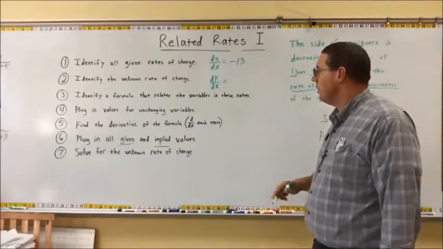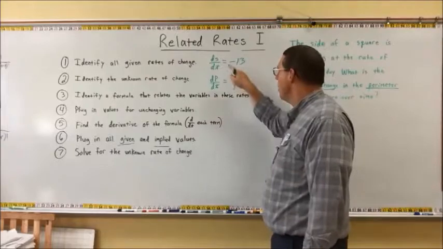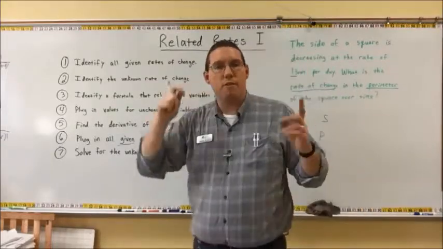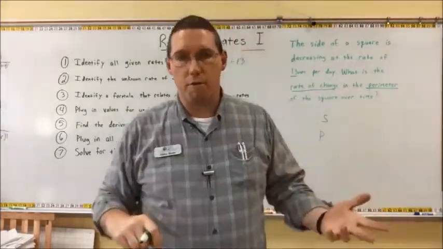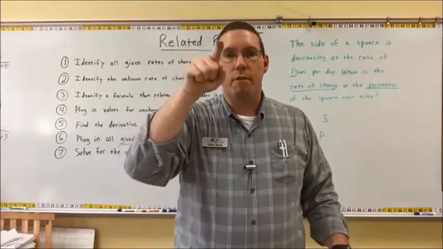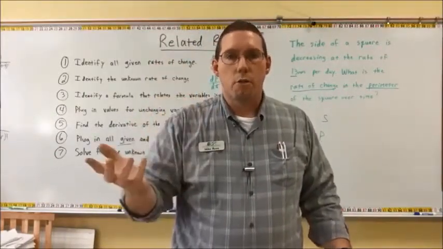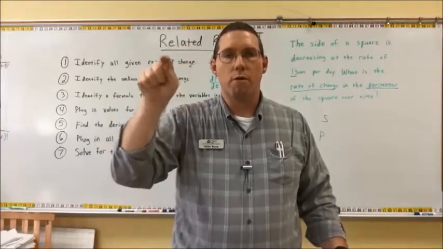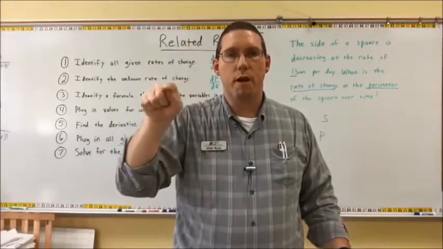Identify a formula that relates the variables in these rates. There is a formula that relates the side of a square to the perimeter of a square. Perimeter means all the way around, the distance all the way around. Squares have 4 sides: 1 side, 2 sides, 3 sides, 4 sides.